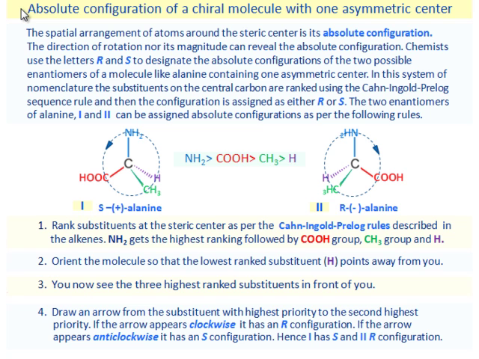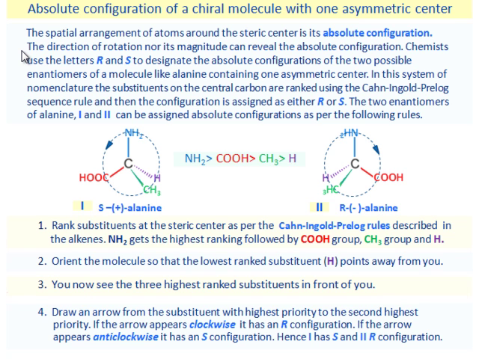Absolute configuration of a chiral molecule with one asymmetric center. The spatial arrangement of atoms around the stereocenter is its absolute configuration. Neither the direction of rotation nor its magnitude can reveal the absolute configuration.